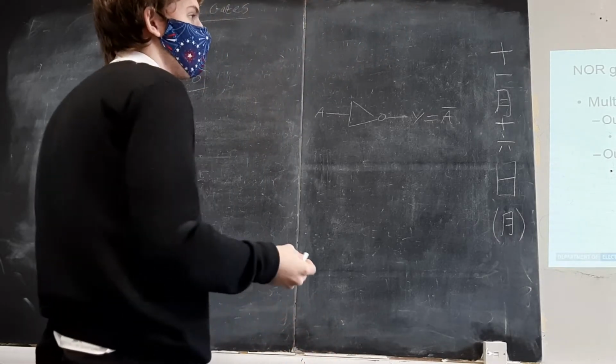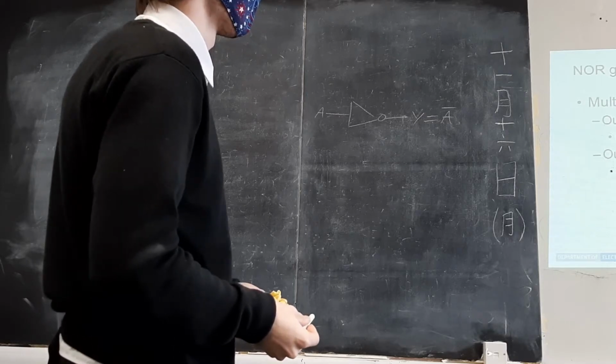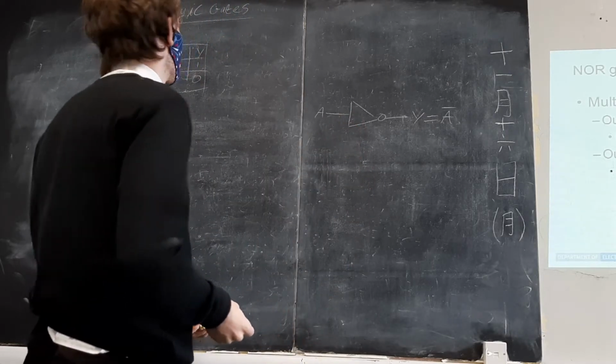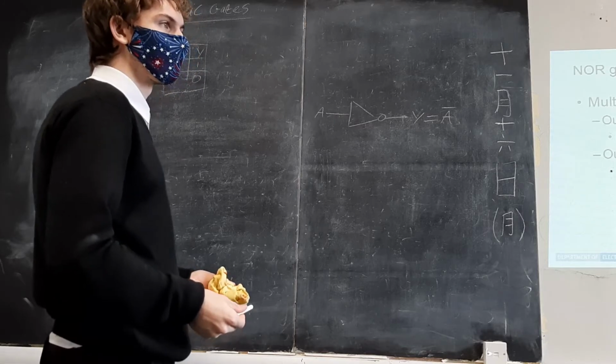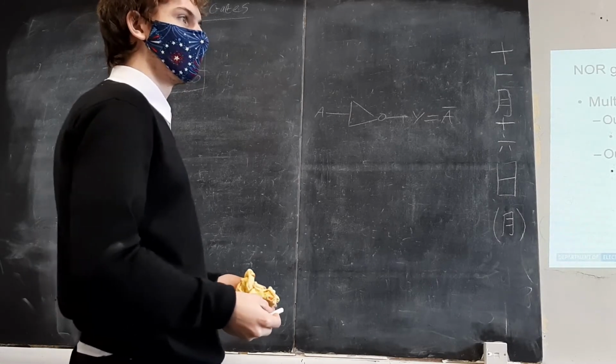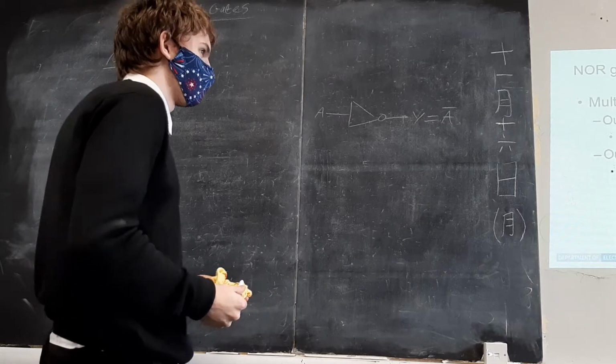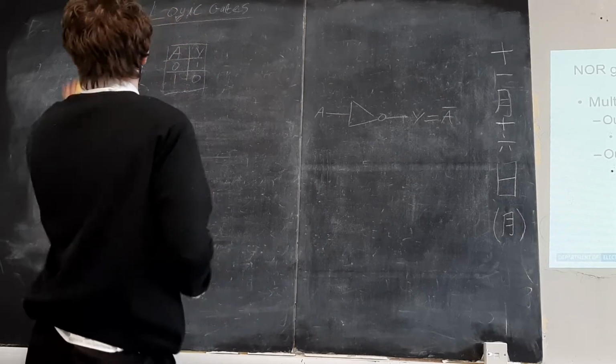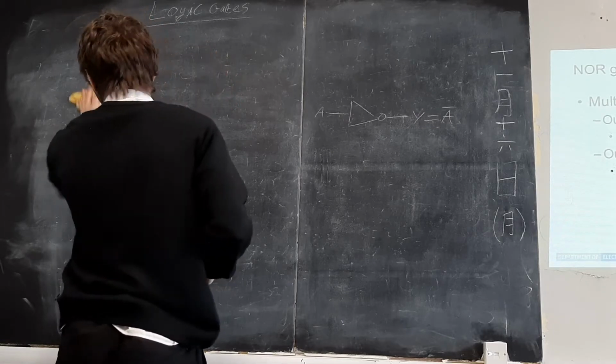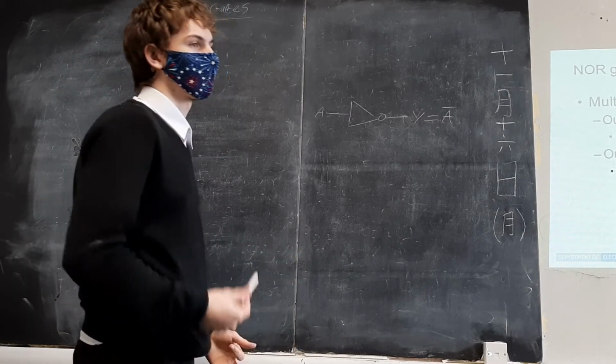You can have multiple inputs. Wait, this is an OR gate. There's no diagram for switching, because the circuit's very, very weird. So we then get into slightly more complicated ones, being NOR and NAND.